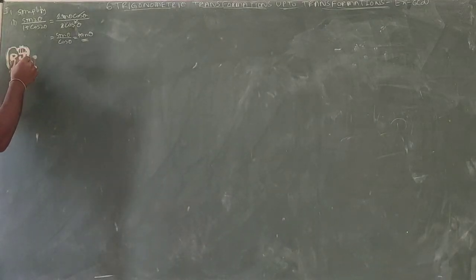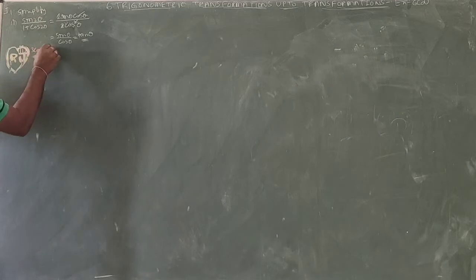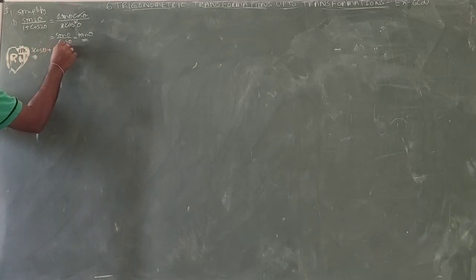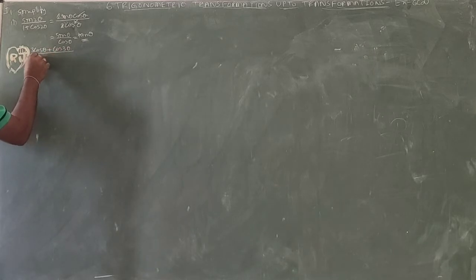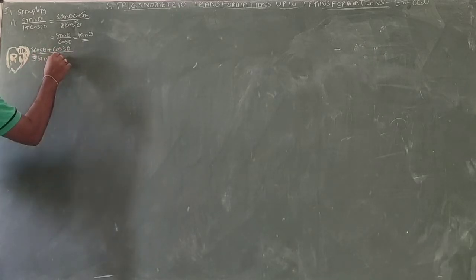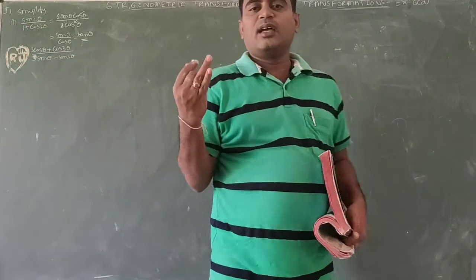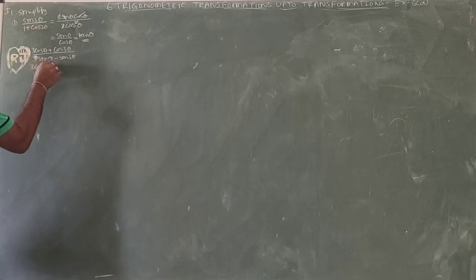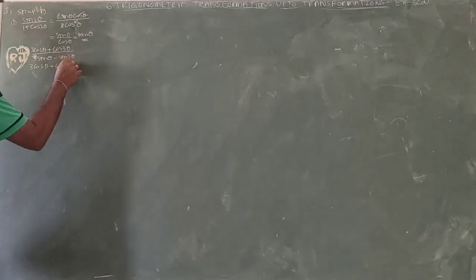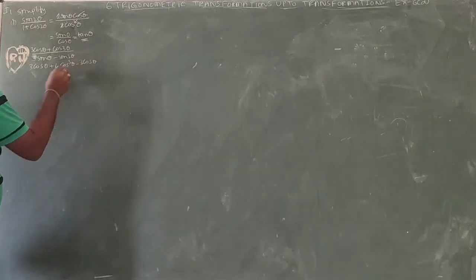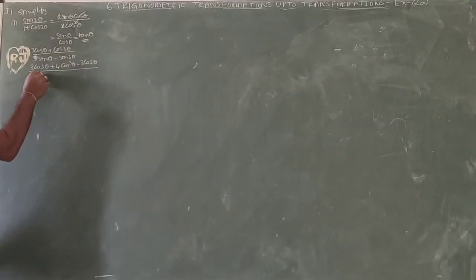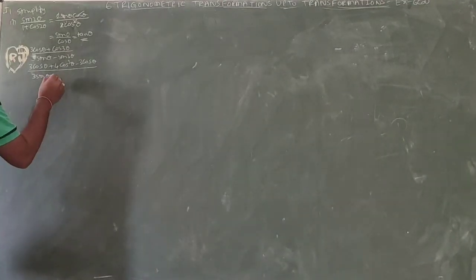Next, the second one is 3 cos theta plus cos 3 theta by 3 sin theta minus sin 3 theta. Now we need to write the formulas of cos 3a and sin 3a. Cos 3 theta is 4 cos cube theta minus 3 cos theta, so the numerator is 3 cos theta plus 4 cos cube theta minus 3 cos theta, by 3 sin theta minus. So the sin 3 theta formula is 3 sin theta minus 4 sin cube theta.